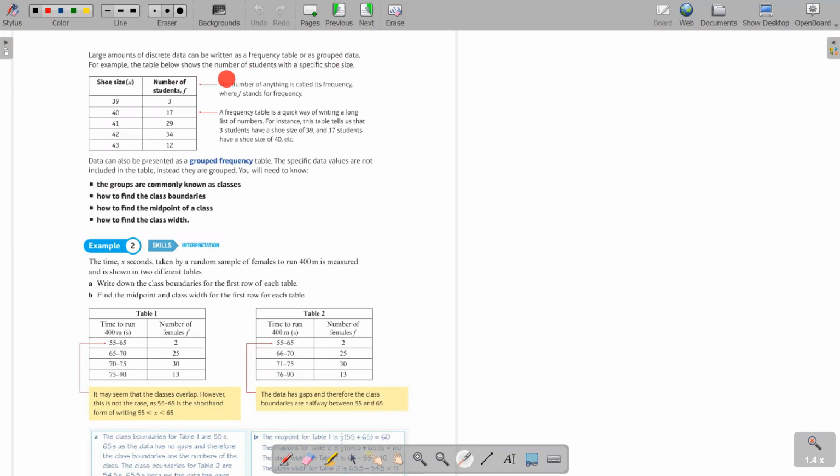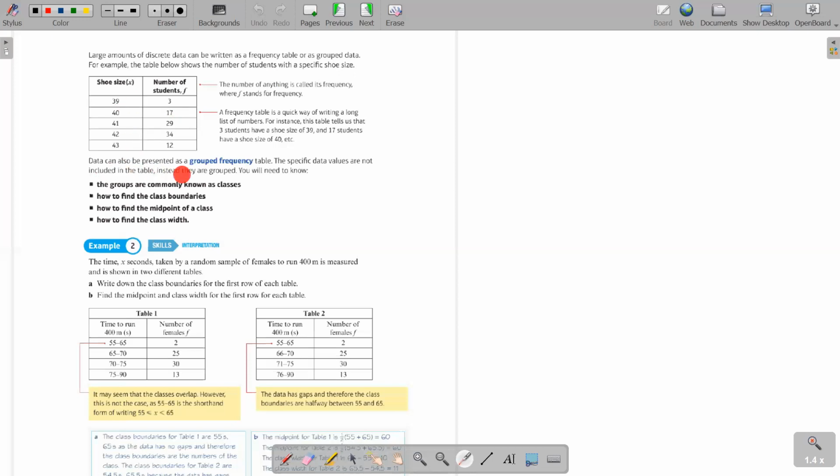For example, the table below shows the number of students with specific shoe sizes. So the shoe size is the X variable, and you can see they have given the number of students for each category. So for the shoe size 39, there are 3 students. With shoe size 40, we have 17 students. Can you see? So this is called the frequency table. Okay, so we have basically grouped the data: for each shoe size, we have given individually how many students are there for each of these sizes.